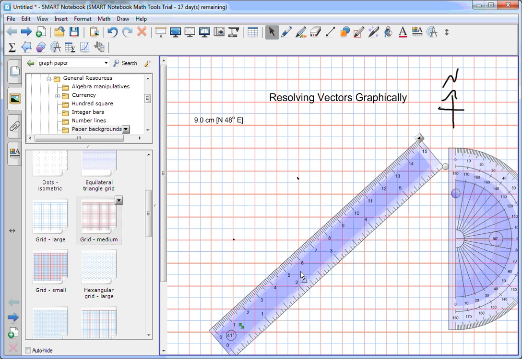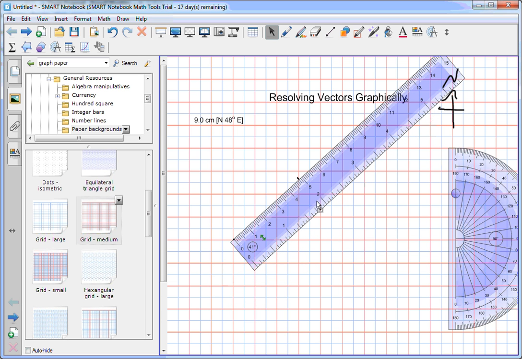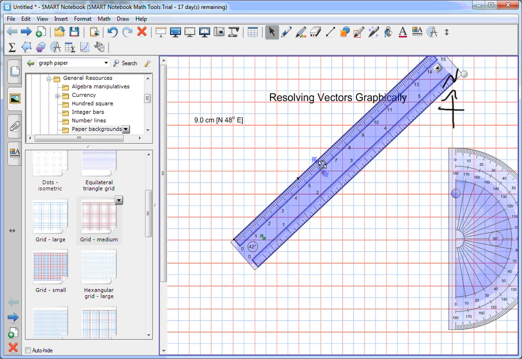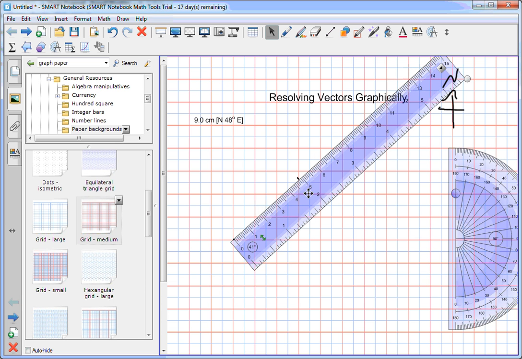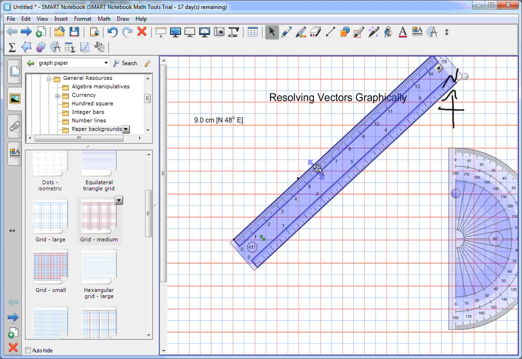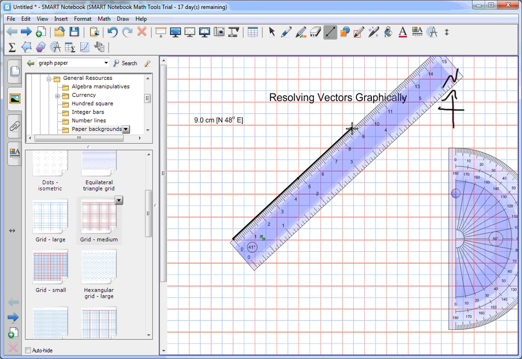And using our ruler, and to draw that vector in there. And we're going to make it 9 centimeters long. 9.0 centimeters long, as accurately as we can.